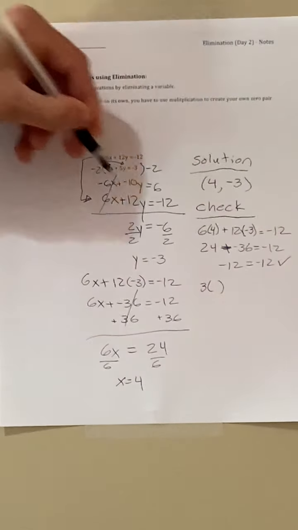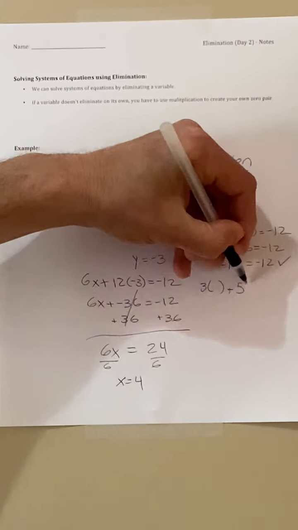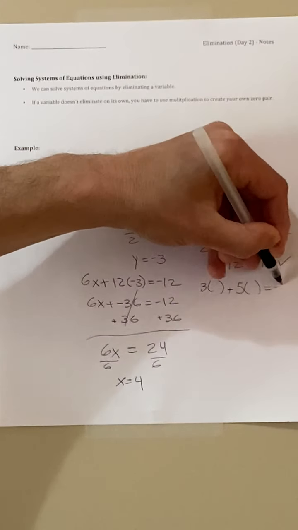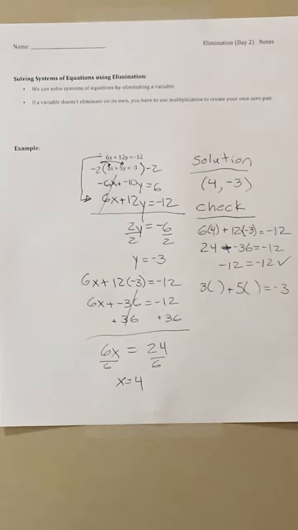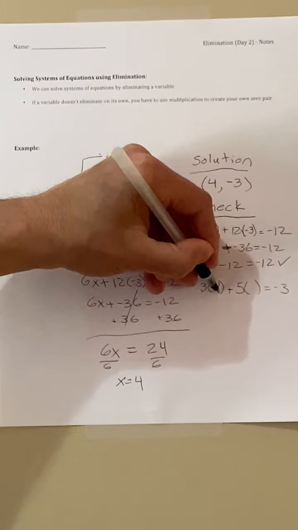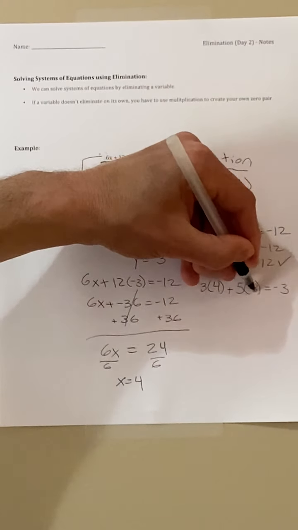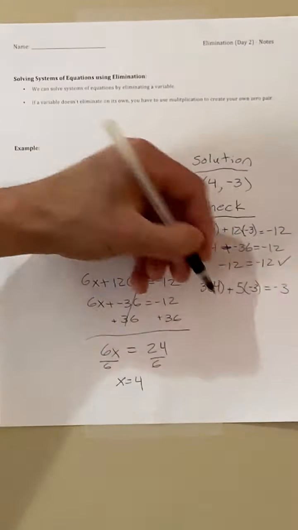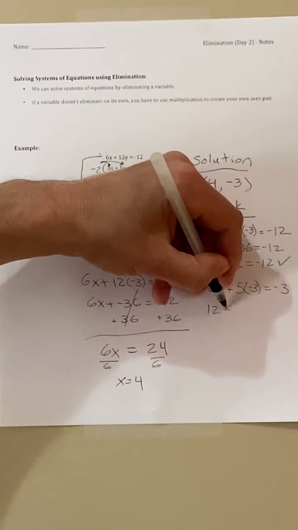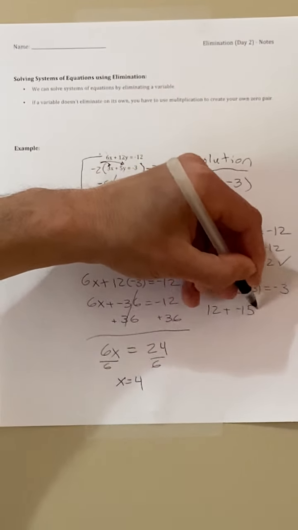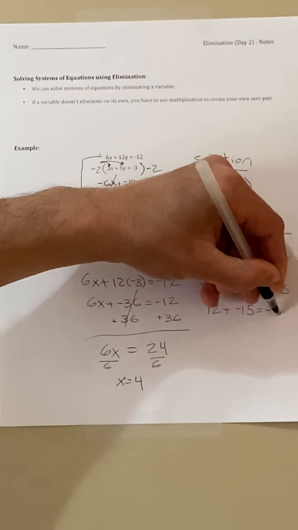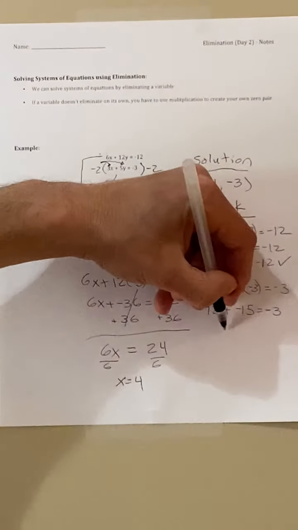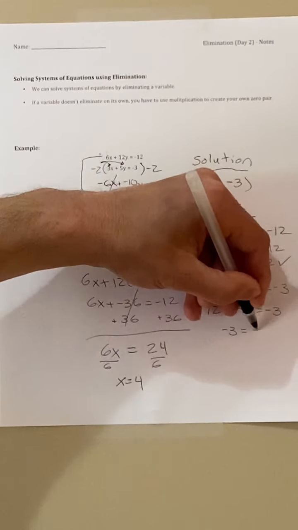3x plus 5y equals negative 3. Plug in my solution. X is 4, y is negative 3. I get 12 plus negative 15 equals negative 3. Negative 3 equals negative 3.